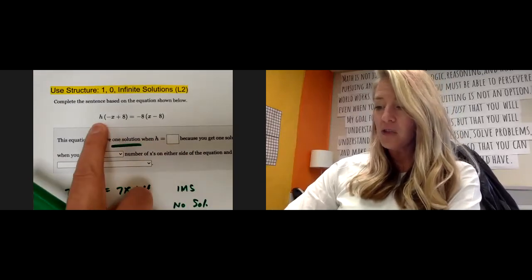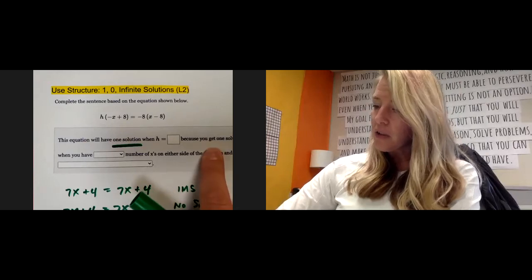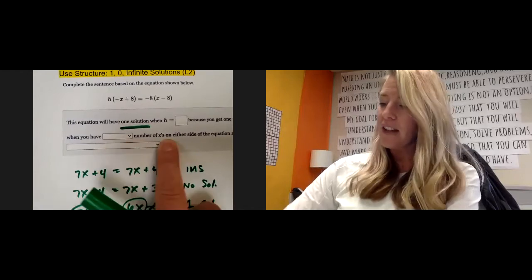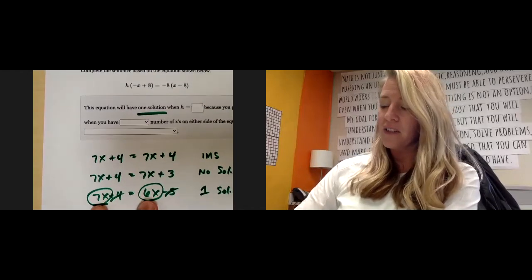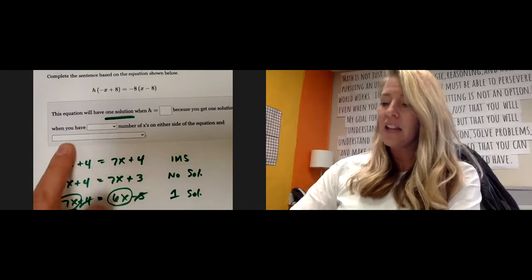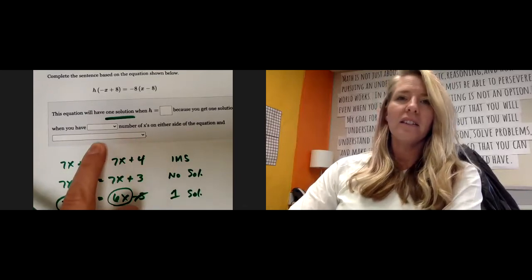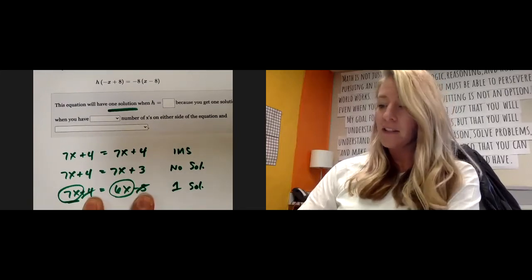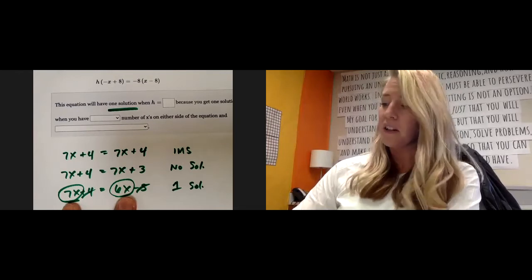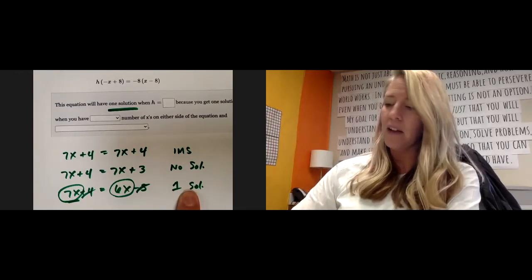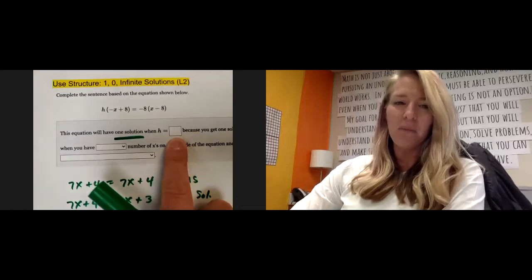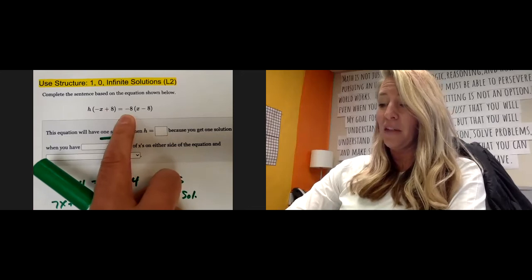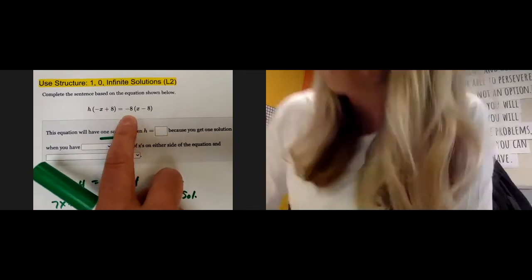Okay. So here's my h, because you get one solution when you have the different numbers of x's on either side of the equation. And then it says something here like, it doesn't matter if your constants are the same or different, okay? Because our focus is on the x's when we're talking about one solution possibilities, okay? There's actually a ton of different possibilities, because all it has to be is just different than when we simplify over here.